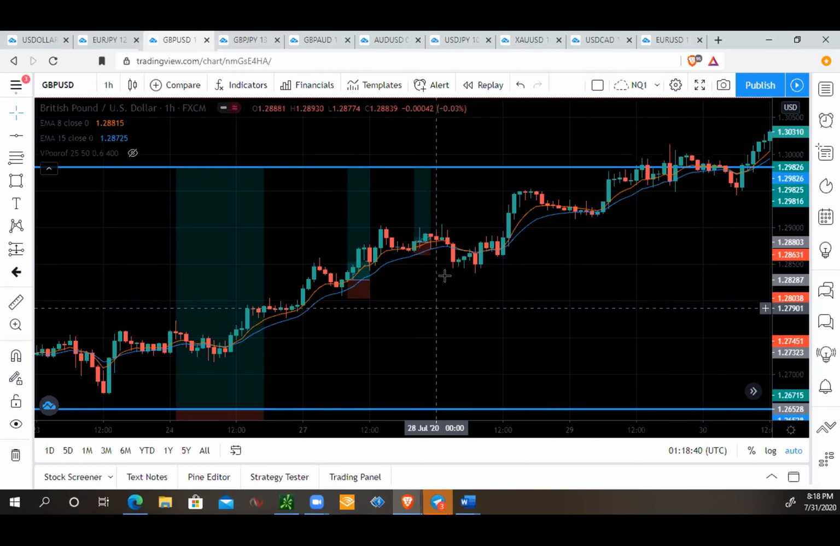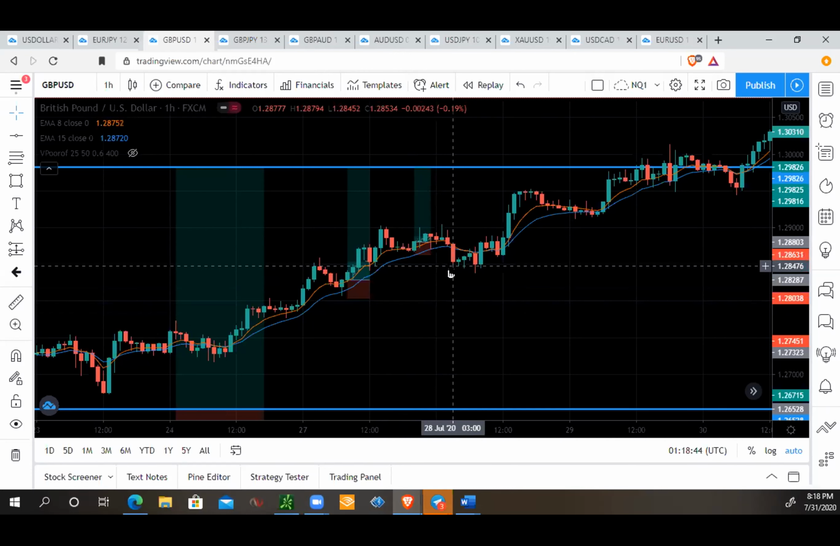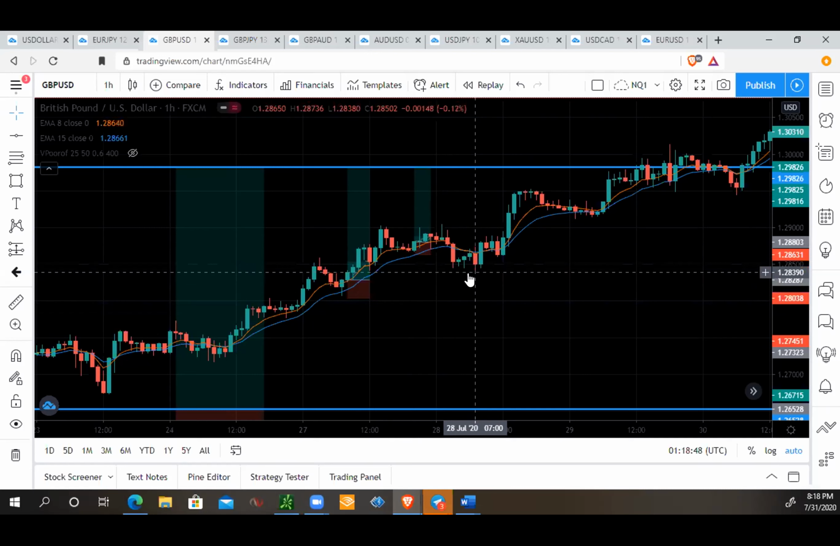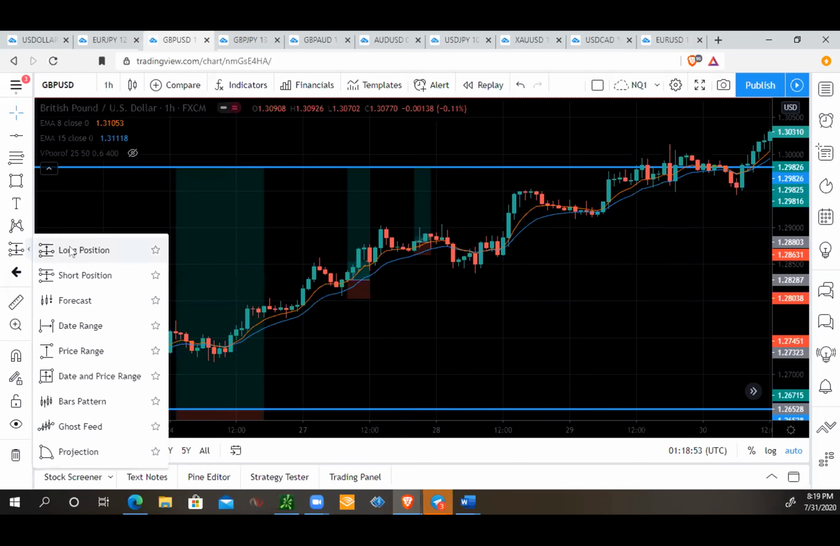All right, and on this one, you see the market came up, rejected. So that one's going to be a loss. All right, came down here, got a wick, bullish candle. We enter another one right here.